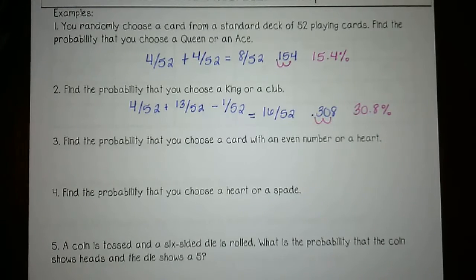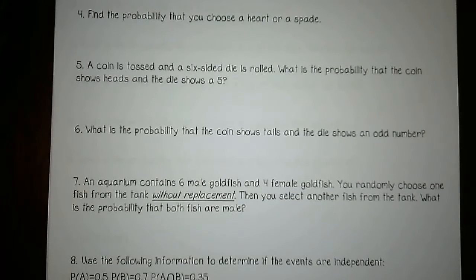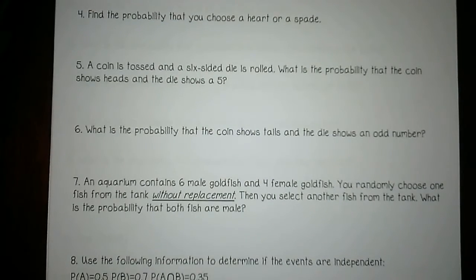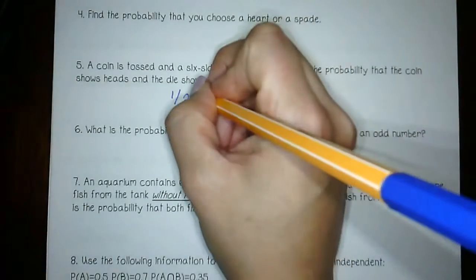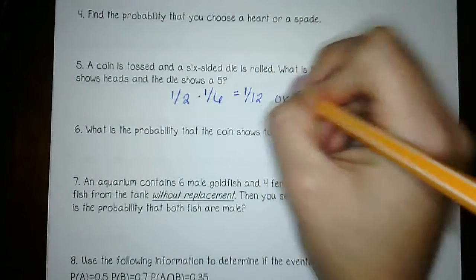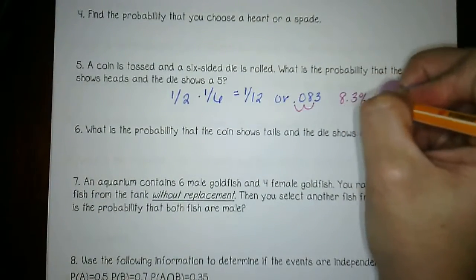All right, let's go on to number 5. A coin is tossed and a 6-sided die is rolled. What is the probability that the coin shows heads and the die shows a 5? These are independent events because me flipping a coin and me rolling a die don't affect one another. So if we are doing independent events, all you do is multiply. The probability that the coin shows a head: how many heads are there? 1 out of 2. And the die shows a 5. How many 5s are there on a 6-sided die? 1 out of 6. Multiply, you get 1/12, or 0.083, which when we move the decimal gives us 8.3%.